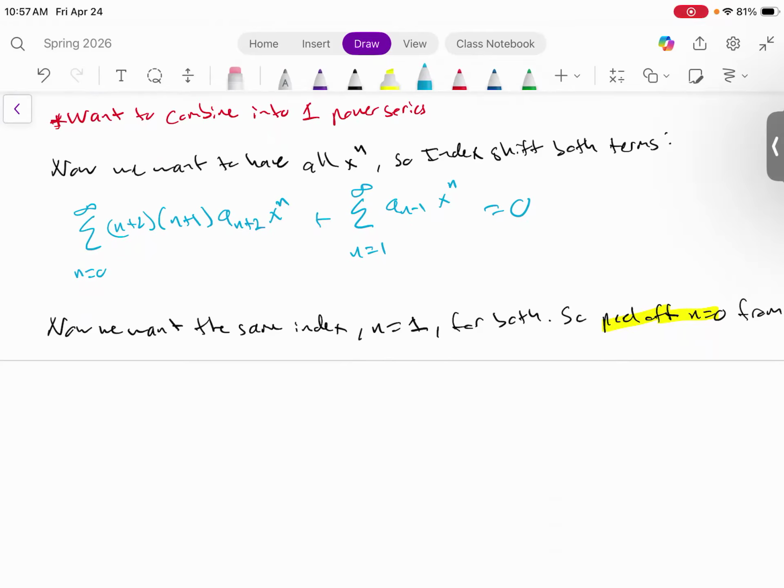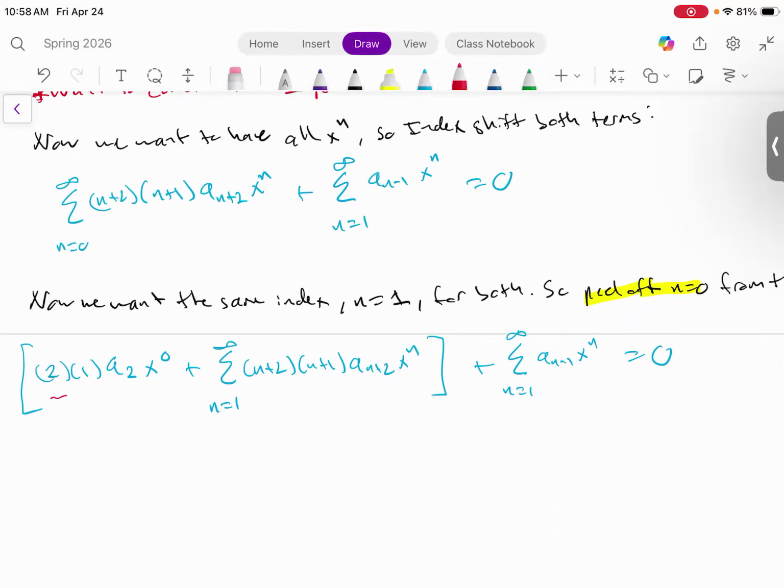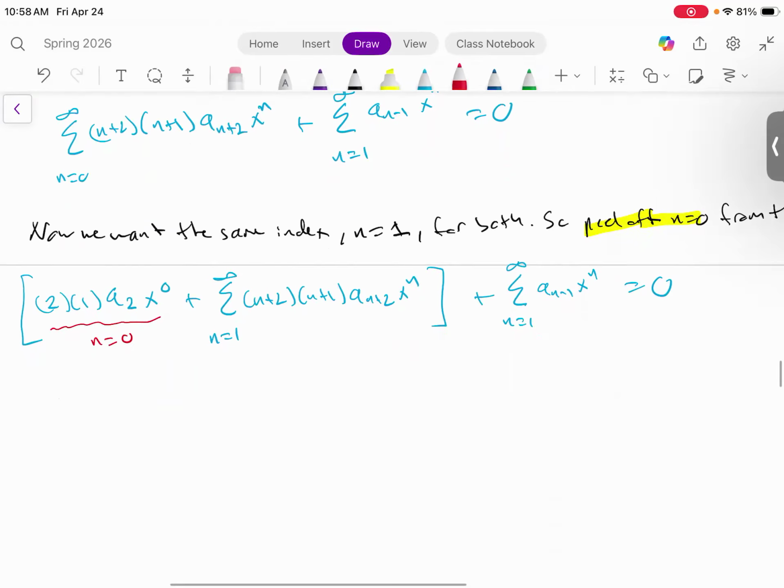So if I peel off n equals 0 from the first term, what this would look like is, that means I'm plugging in n equals 0. So this would be 2 times 1, a sub 2, and then x to the 0. And we're still adding it to the series. We're now starting at 1 because we peeled off that n equals 0 term. So n plus 2 times n plus 1, a sub n plus 2, x to the n. So I'll put brackets around this just to show that's that first term. And then our second term stays the same. And it all still equals 0. Okay, and this is when n equals 0. Okay, great. So we have the same index.